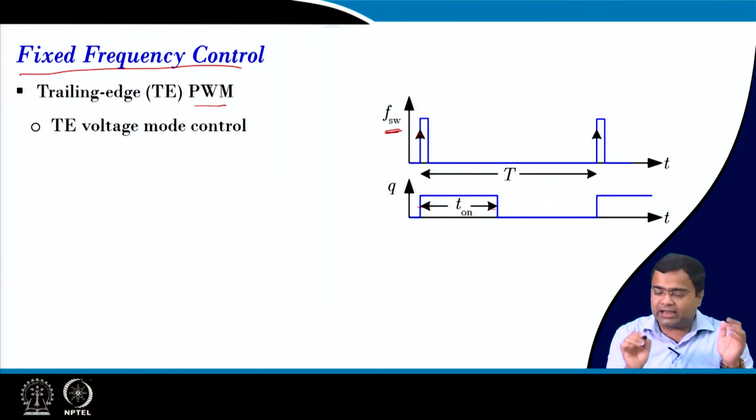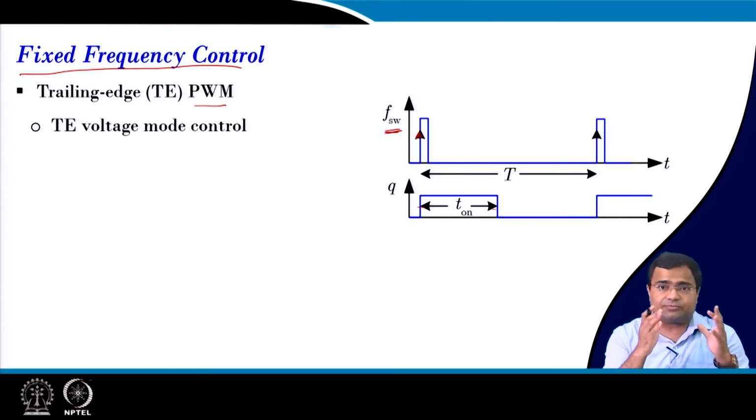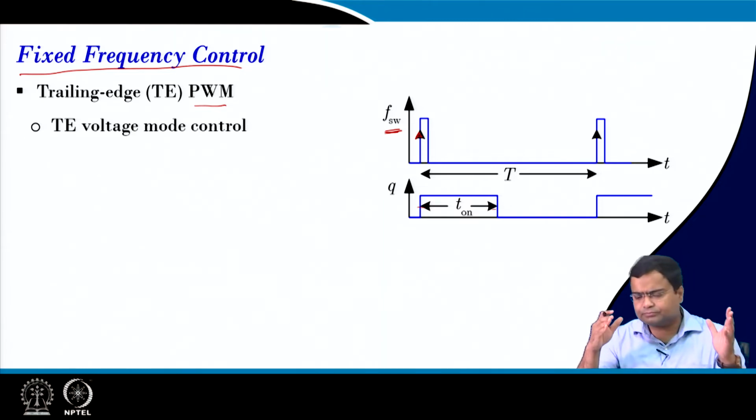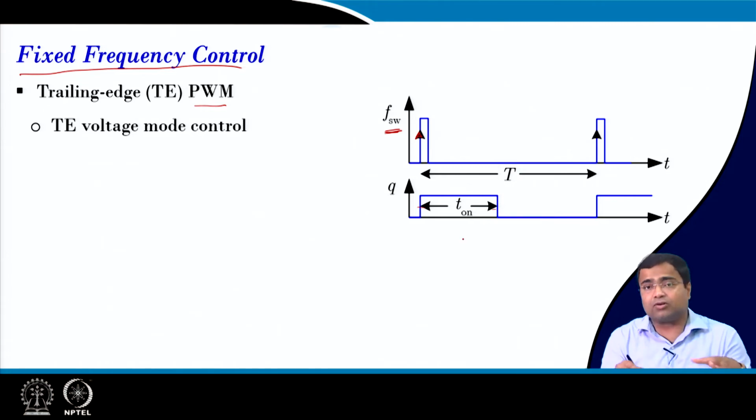Now, in trailing edge modulation, at the rising edge of the external clock, we generally turn on the switch, and the switch turns off based on the feedback condition. That means there will be a comparator depending upon whether it is a voltage mode control or current mode control. So, the feedback comparator output changes the state from on state to off state, and once it is turned off, it cannot turn on till the next rising edge of this clock. So, this is the latch operation.